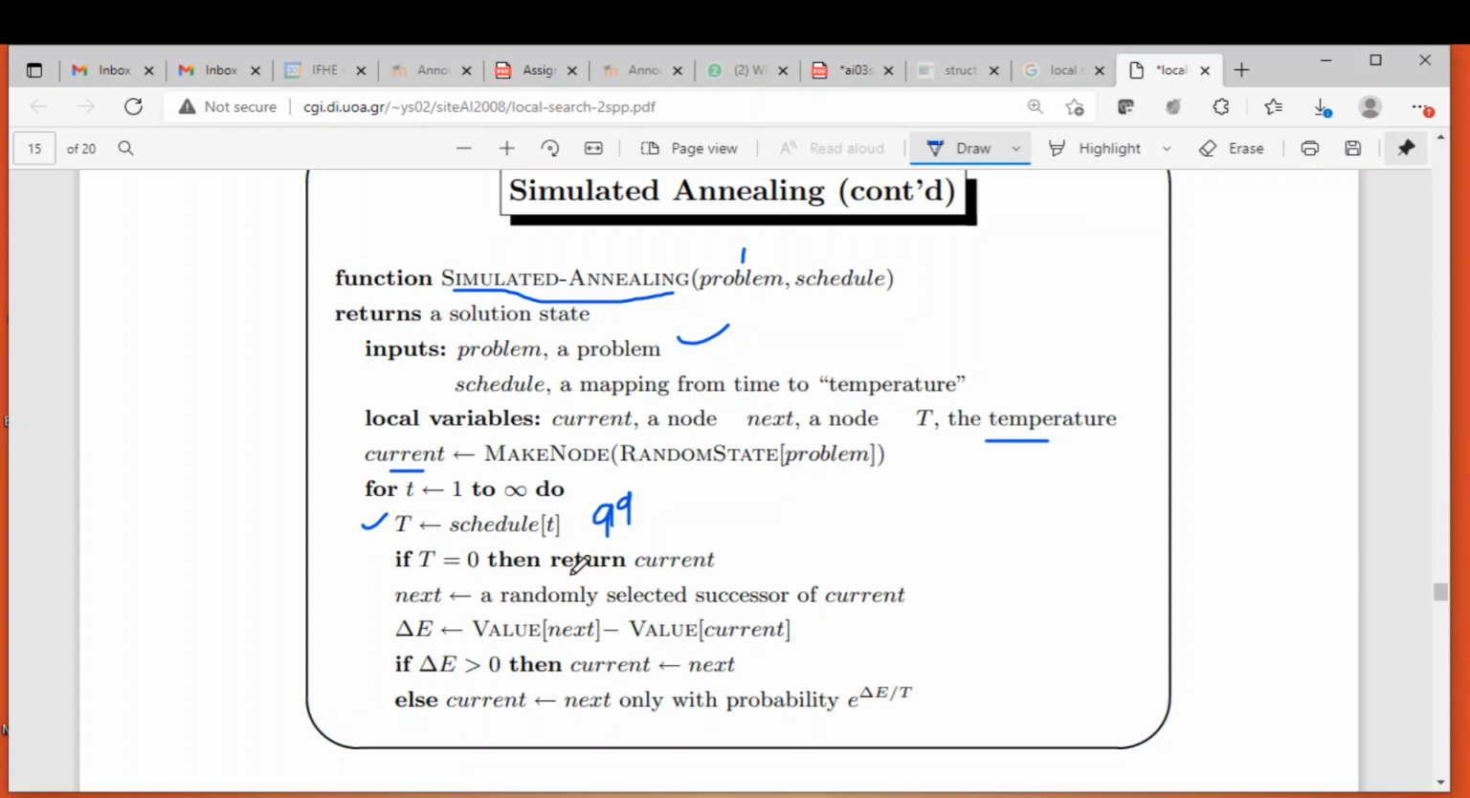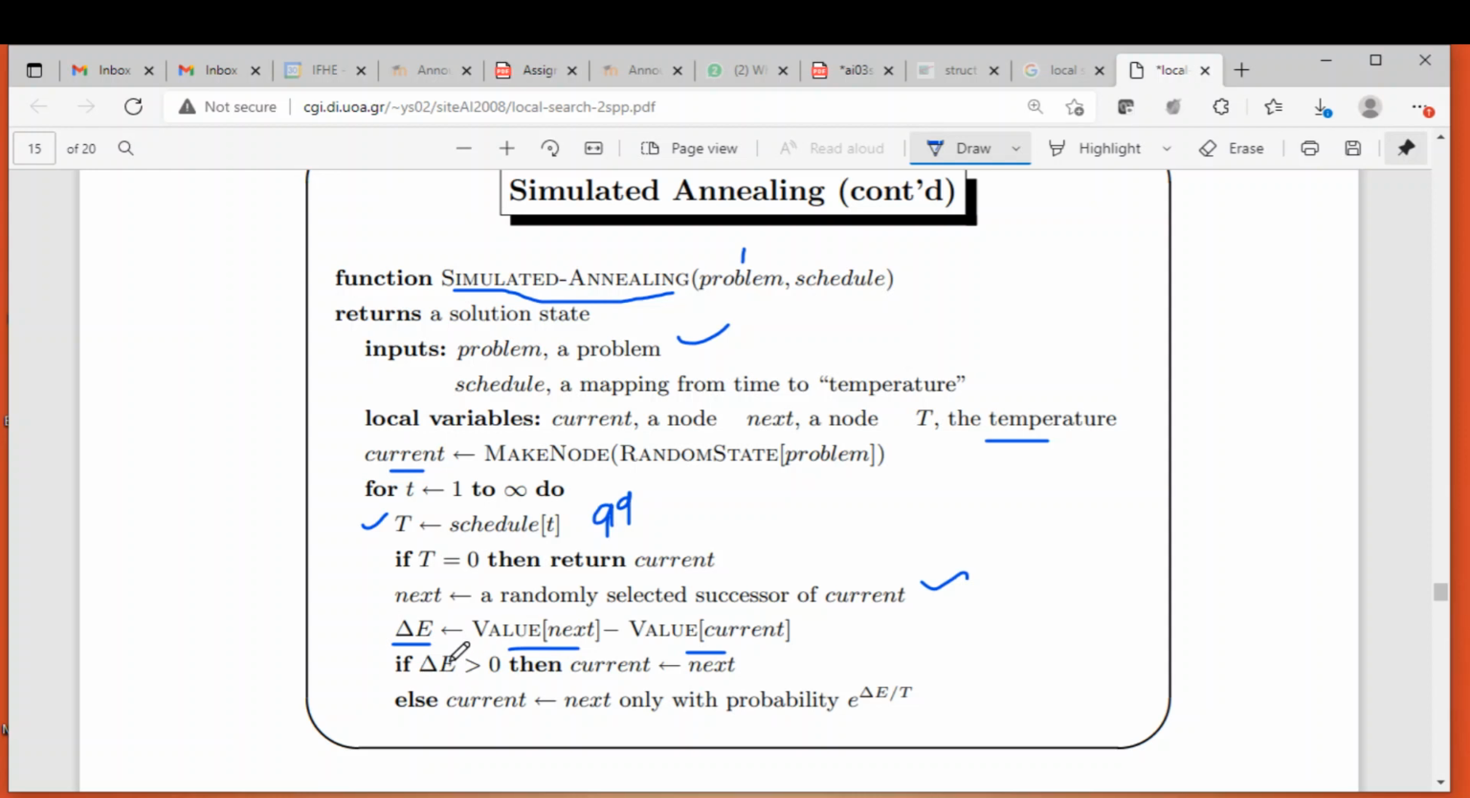So if t is equal to 0, then we return the current node. Else we create a new node, next, equal to a randomly generated successor. Then we calculate del E. Del E is nothing but the difference between the next node and the current node, so the value of next minus the value of current. That is del E.